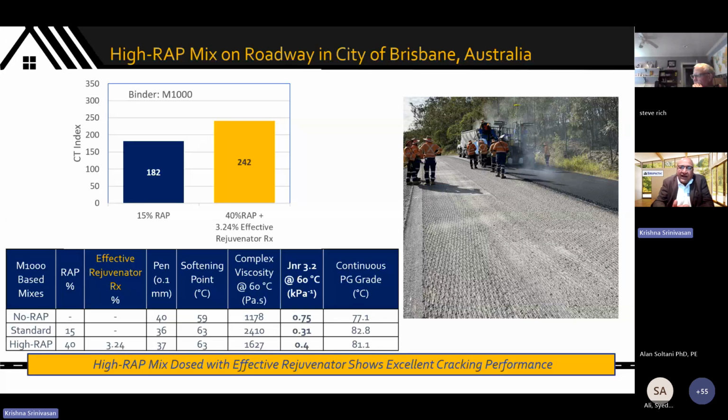The second thing I want to highlight is the CT index. In this chart, the CT index is a measure of fracture toughness, a measure of crack resistance, potential to resist cold weather cracking or fatigue stresses. Even though this mix has 40% wrap with 3% rejuvenator, even though the rutting properties are roughly similar, it's able to produce a vastly more damage tolerant material, vastly more crack resistant material as measured by the ideal CT.